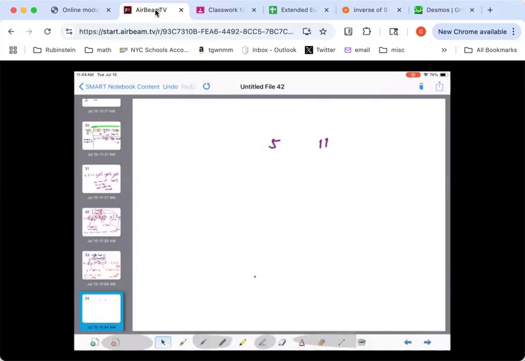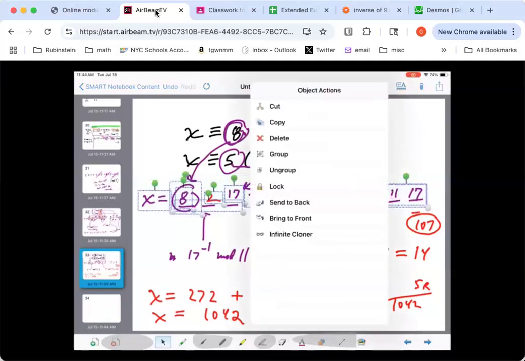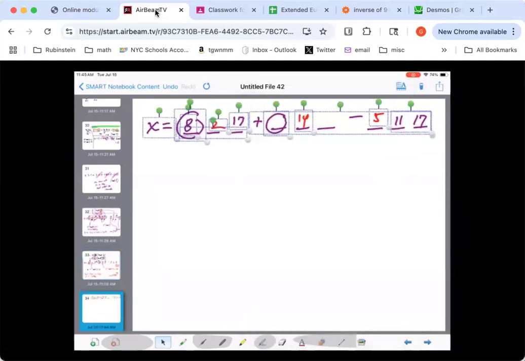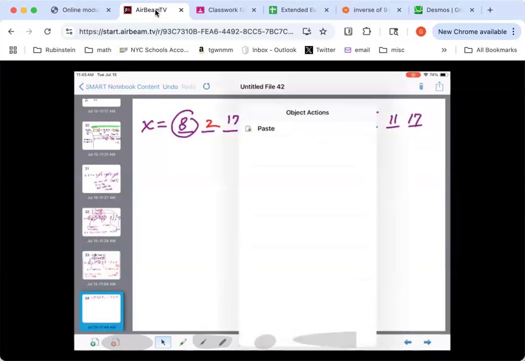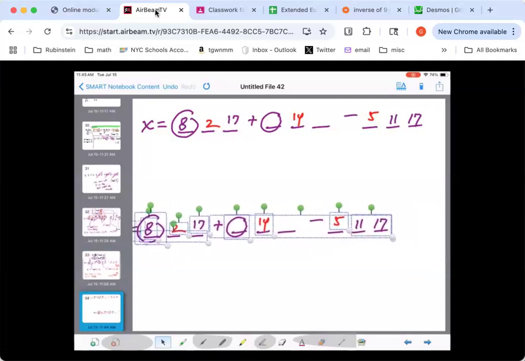Oops. Oh no, undo. Well, that didn't go well. Sorry, I got to come back and do this again. What numbers were in here? I lost some numbers.